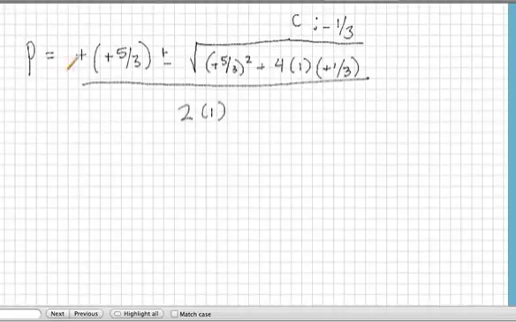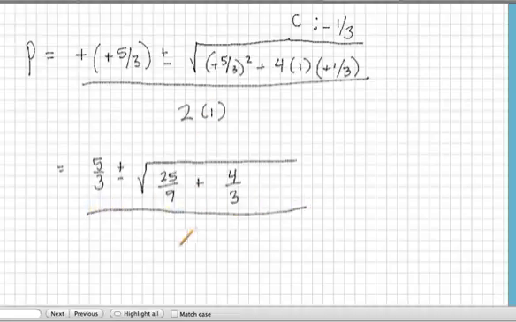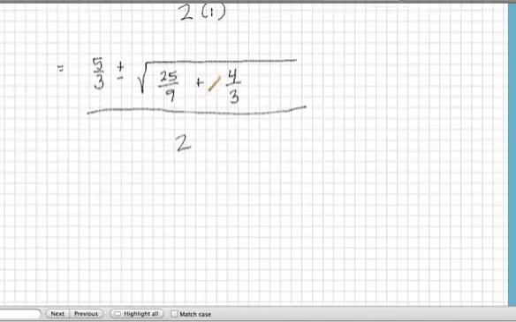Now let's rewrite the expression above. So P is equal to 5/3 plus or minus the square root of 5/3 squared, which is 25 over 9, plus 4 times 1 times 1/3. So we're just going to multiply across the top and then multiply across the bottom there, all over 2. Now let's simplify underneath the square root.